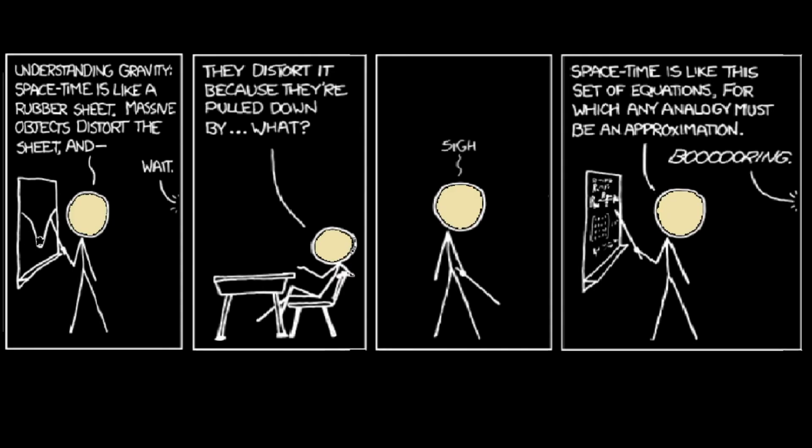And they said, Bill, you're not supposed to take the analogy literally. And here, this is what they show you. Okay, they show you this little cartoon. They say, understanding gravity, space-time is like a rubber sheet. Massive objects distort the sheet, and wait, they distort it because they're pulled down by what? And the teacher loses patience, says, space-time is like the set of equations for which any analogy must be an approximation. Wrong. Okay, it's not that, it's an analogy.